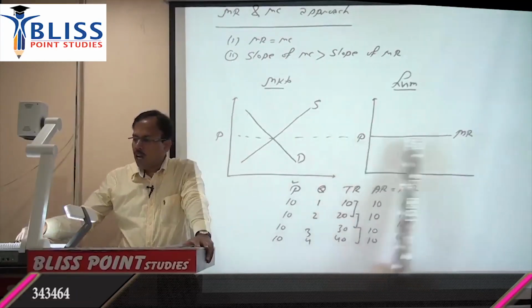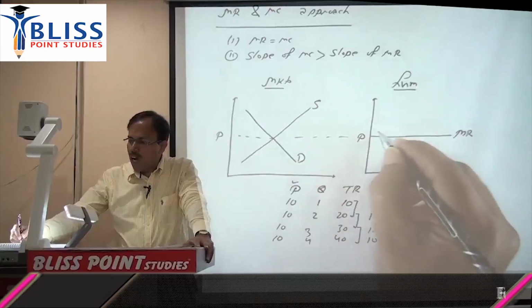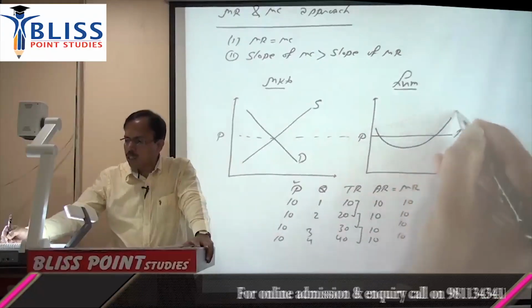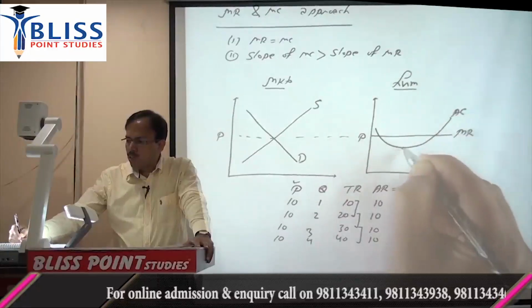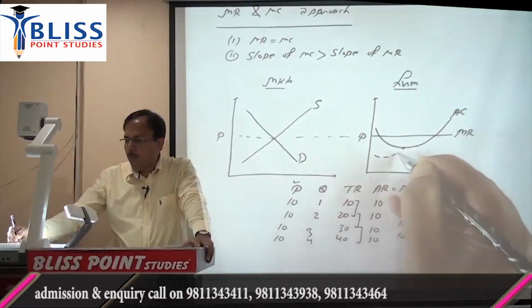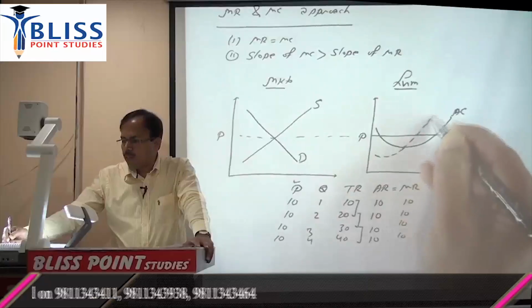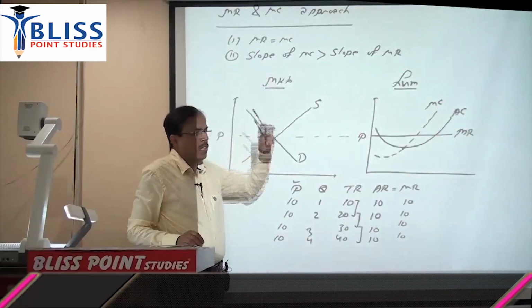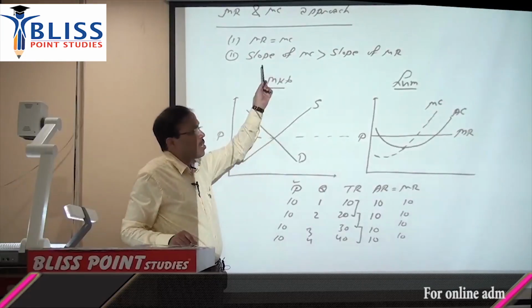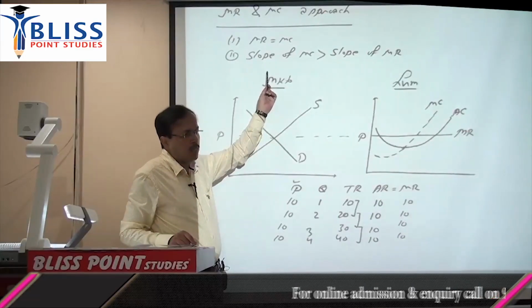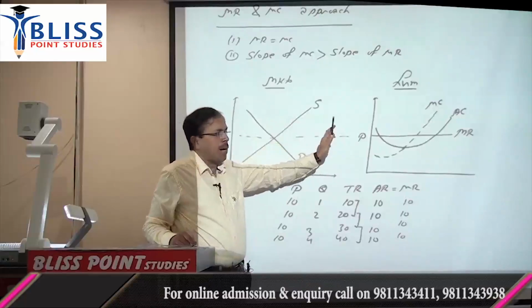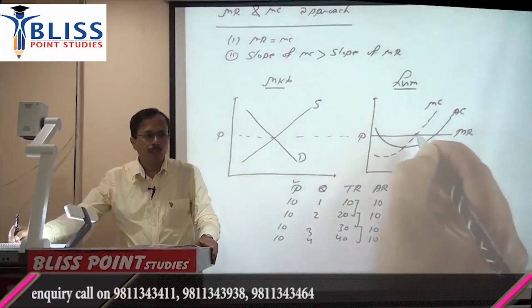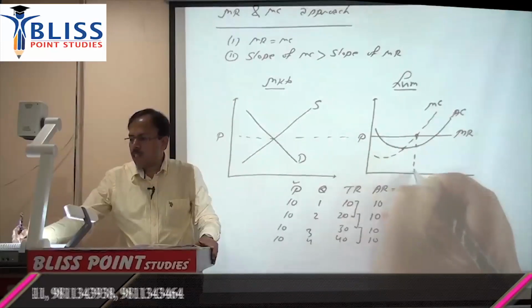So given this MR line, if the average cost curve is U shaped, marginal cost will always cut average cost at the minimum point. Now tell me at which quantity this condition is satisfied. Where is this condition being satisfied? I have to follow this condition, the profit maximizing condition. So we have to determine that point where MR is equal to MC. So MR is equal to MC at that point. So this is the profit maximizing quantity.